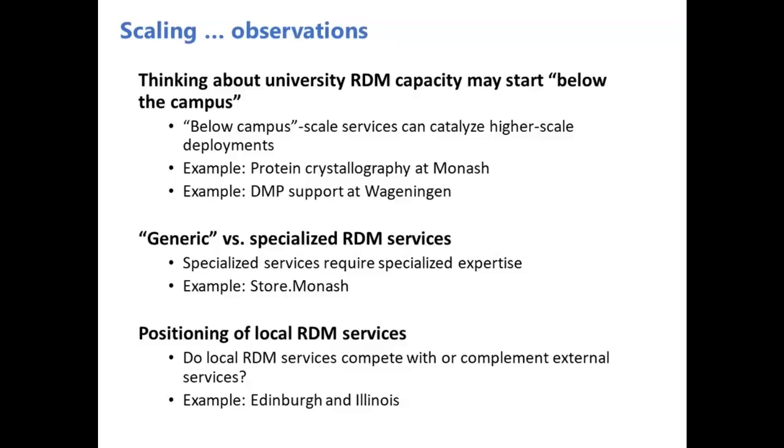For example, Monash's early RDM work with protein crystallographers served as a really important proof of concept supporting the development of what eventually became the broader university RDM service bundle. Another example is at Wageningen, where efforts to acquire RDM capacity really began with support for graduate students in developing data management plans for their doctoral research. And then further services were developed at a later time based on what was actually specified in those DMPs. So again, the point being that RDM services developed to serve small segments of the university community can be the starting point for scaling up to support broader user communities.